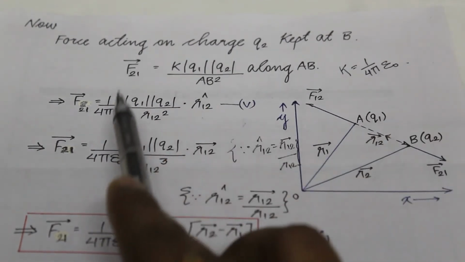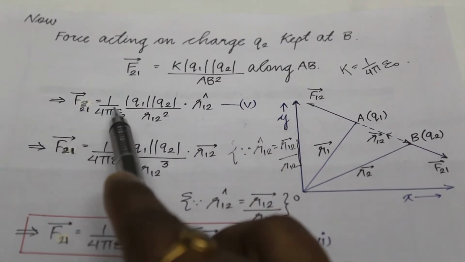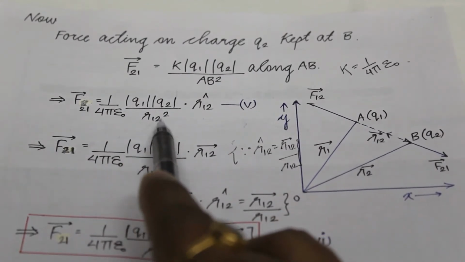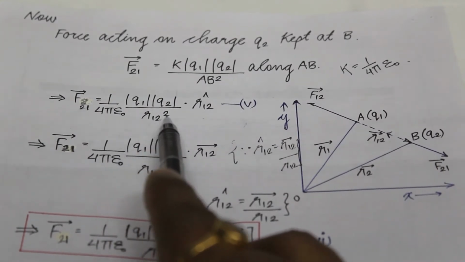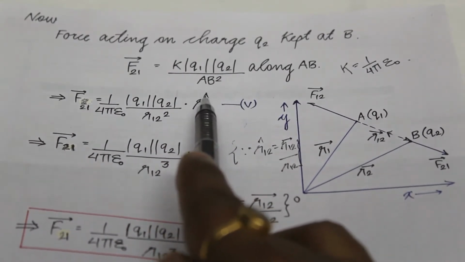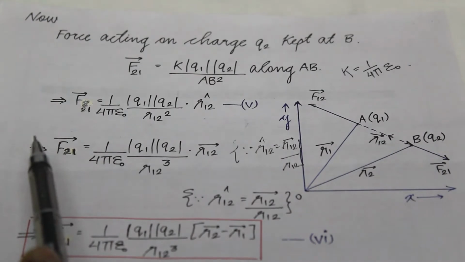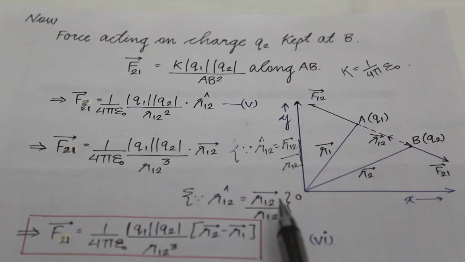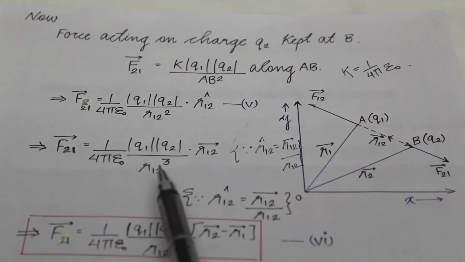So putting this value over here, I get F21 vector is equal to 1 by 4 pi epsilon naught Q1 Q2 upon R12 square. I have not written the vector, I have written its magnitude because I am talking about the distance, and for direction I have used R12 cap. It is a unit vector along AB. Moving on, as we know, the unit vector is given by vector upon its magnitude. So putting these values in equation 5, I get this equation.